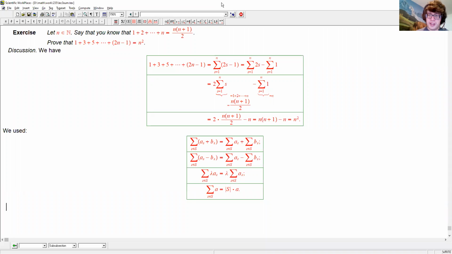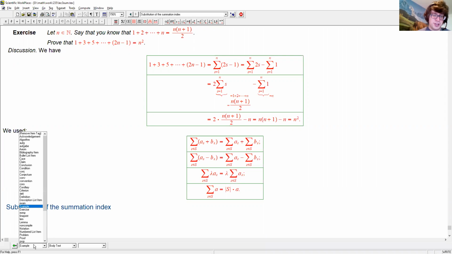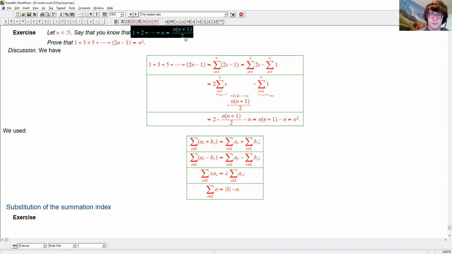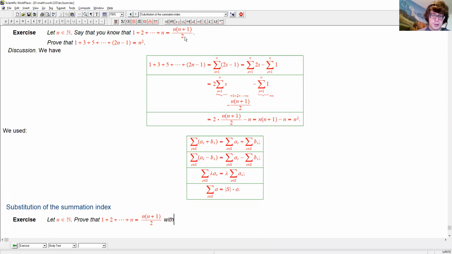Next, we are going to see the next rule on another example. And that example is exactly the fact that we took for granted in the previous example. So this formula. Now we want to prove that without using induction.